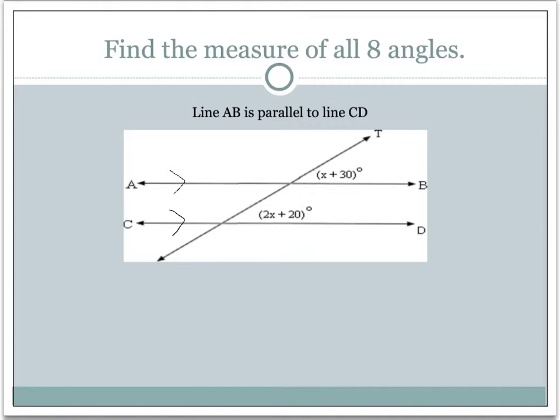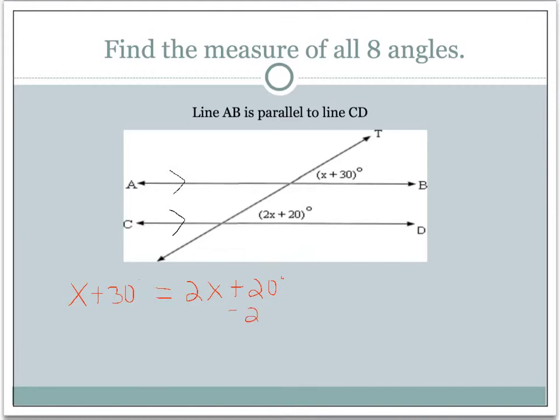So what I'm going to look at is the two angles that they've given me, which is this angle x plus 30 degrees, and this angle 2x plus 20 degrees. When I look at these two angles, I know that those are corresponding angles, and since the lines are parallel, we know that corresponding angles are going to be congruent. So I can come up with a statement that says x plus 30 degrees must be equal to 2x plus 20 degrees. And if I can solve this for x, then we can find those angles.